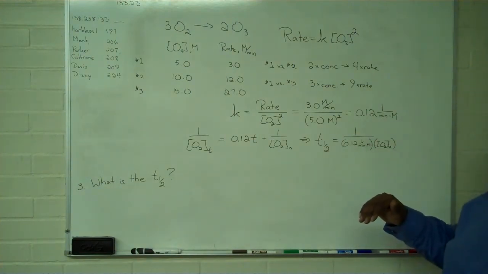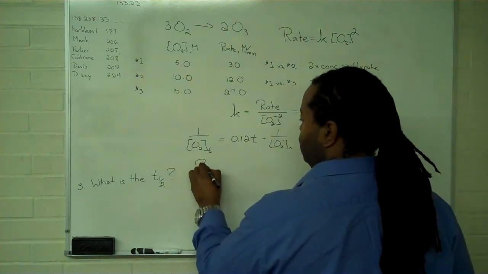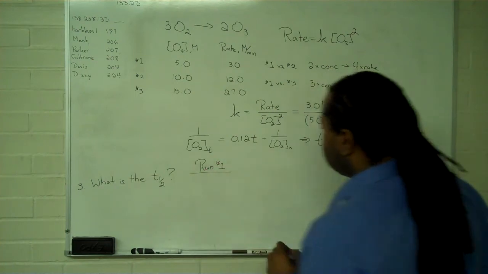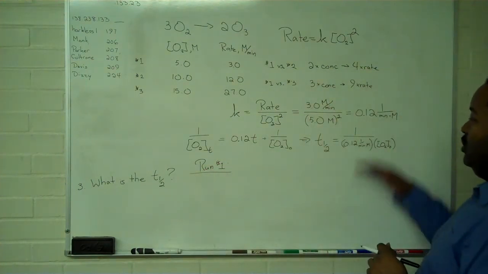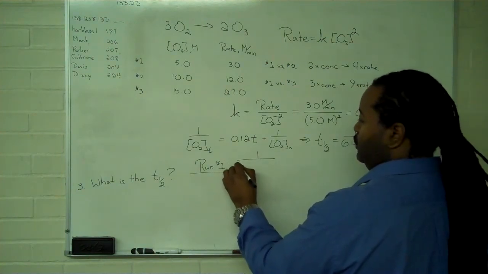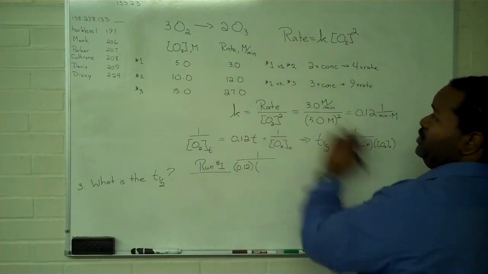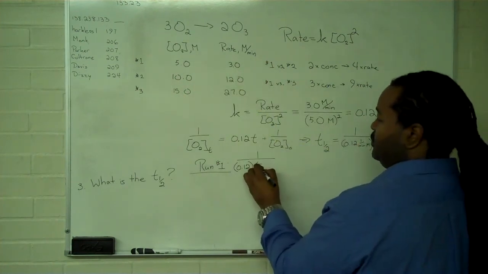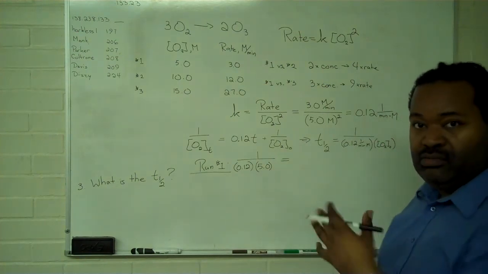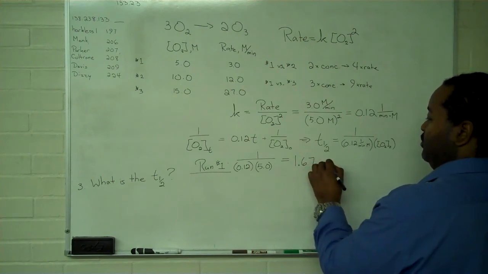And so for each one of these, we'll have a specific value. So for run number 1, what do we find? 1 divided by 0.12, and I'll be suppressing the units for ease of writing. The initial concentration here was 5 molar. And so if we multiply through properly, we get 1.67 minutes.